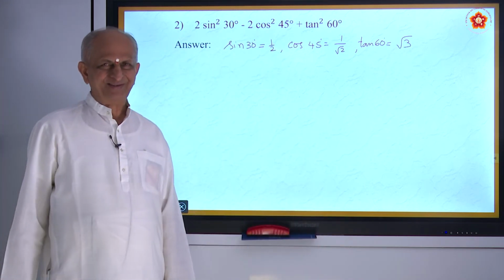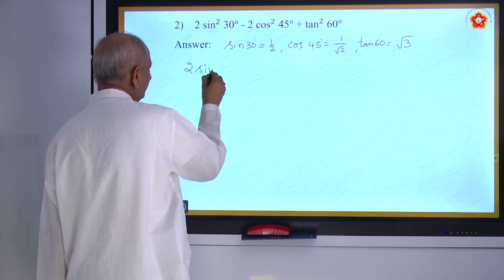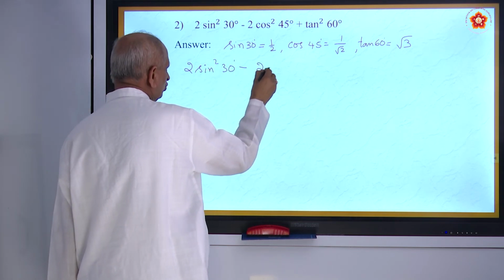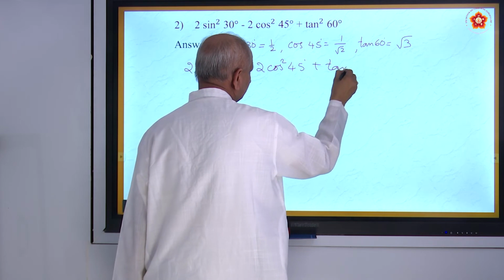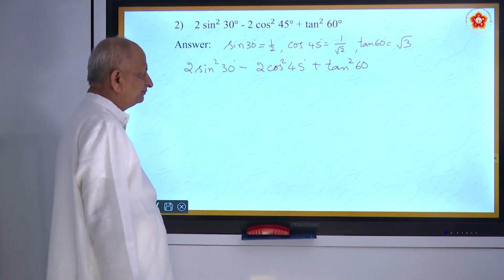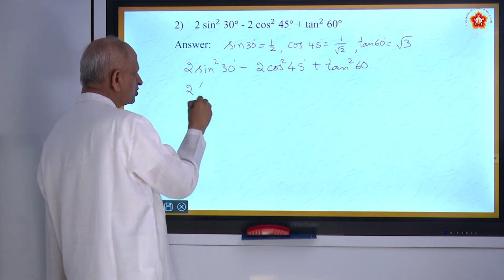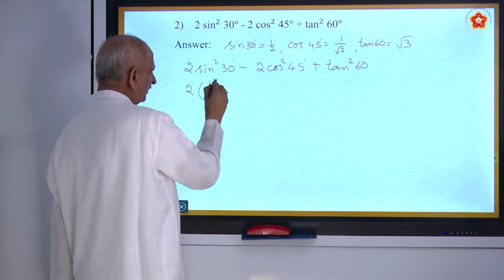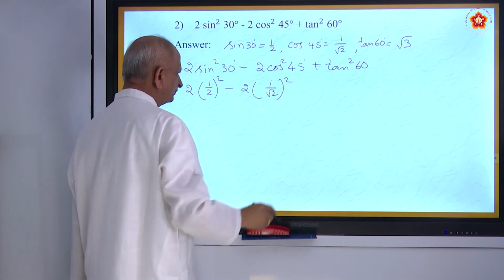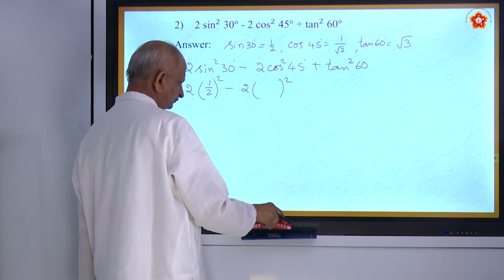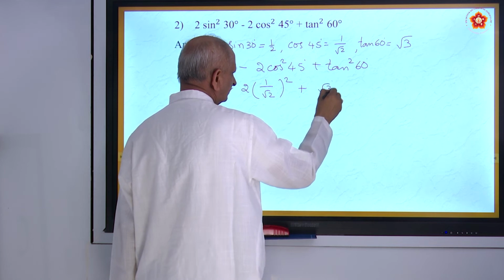Apply that, that's all. Can you do it? Yes, you can do it, no? Okay. Now, the given expression: 2 sin square 30 minus 2 cos square 45 plus tan square 60. This is given. Now I apply the values. 2 into sin 30 is half, so half square. 2 into cos 45 is 1 by root 2, so 1 by root 2 square. And then tan square 60 is root 3 square.